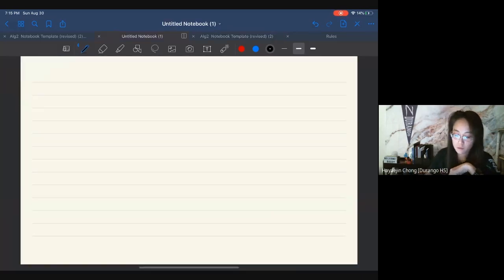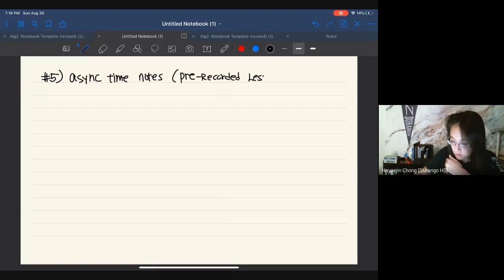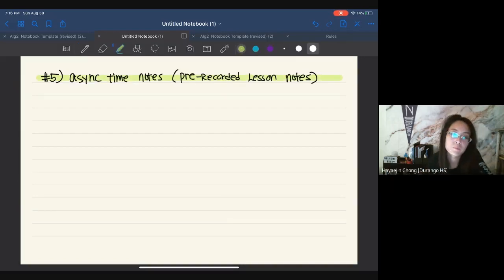So let me go back to the note. You can label number 5 async time notes, or you can say pre-recorded lesson notes. And you can highlight that for me.